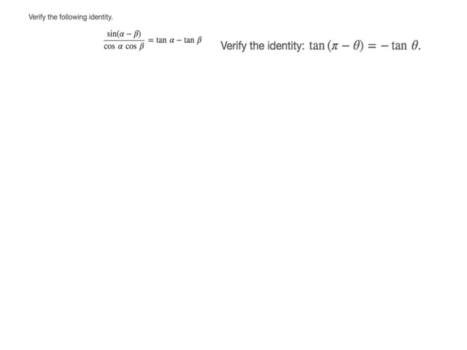Okay, verify the following. We start out with sine of alpha minus beta divided by cosine alpha cosine beta. So I will put the formula for the sine difference formula there in purple. Sine of alpha minus beta is the same thing as sine alpha cosine beta minus cosine alpha sine beta, and that is divided by cosine alpha cosine beta.